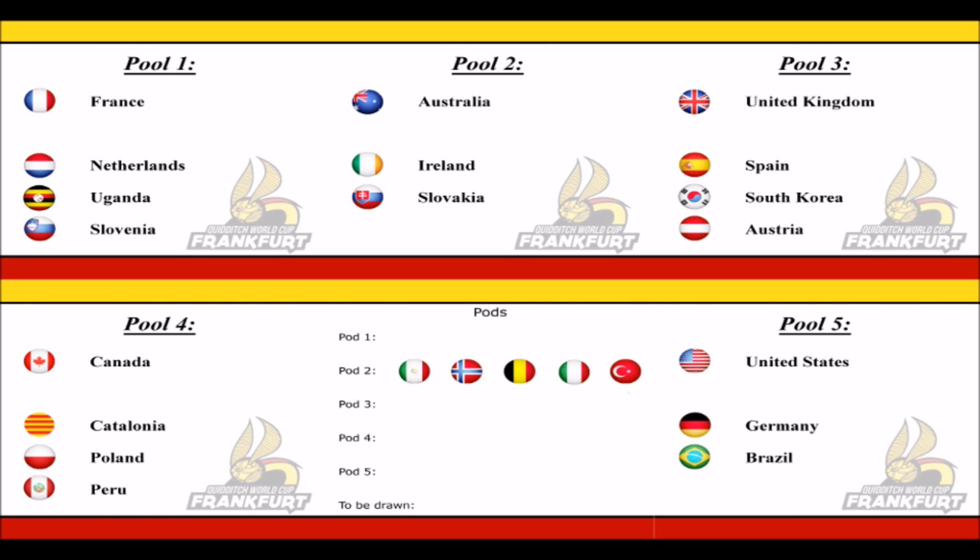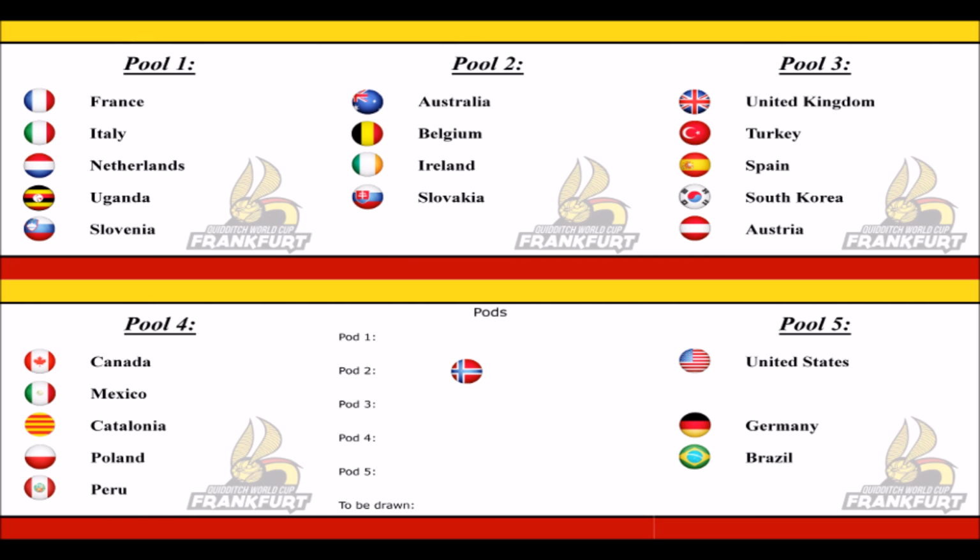We will now complete the draw process with Pod 2. Going into Pool 1 with France, Slovenia, Uganda, and the Netherlands is Italy. Joining Pool 2 with Australia, Slovakia, and Ireland, we have Belgium. In Pool 3, the United Kingdom, Austria, South Korea, and Spain are joined by Turkey. For Pool 4, Mexico joins Canada, Peru, Poland, and Catalonia. Finally, Norway goes into Pool 5 with the United States, Brazil, and Germany.